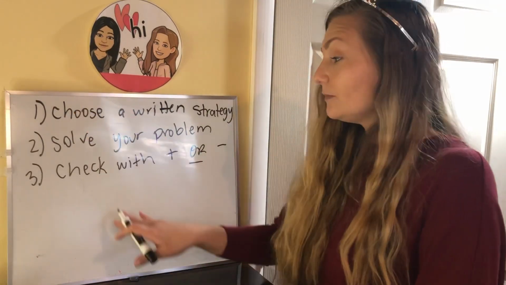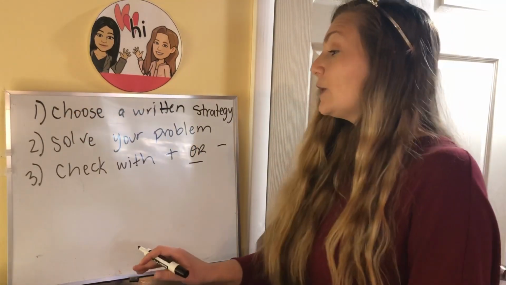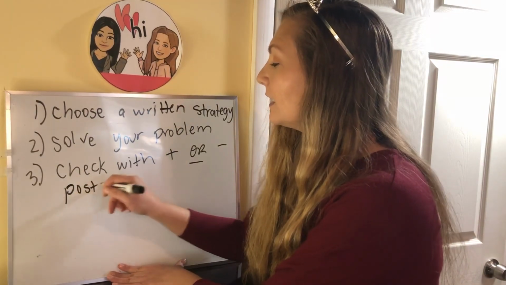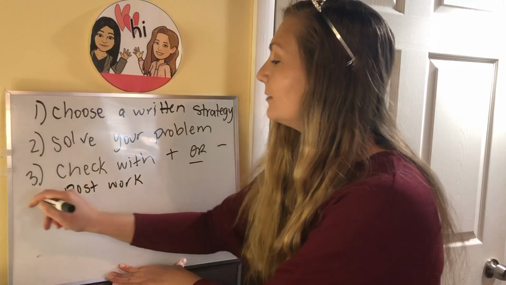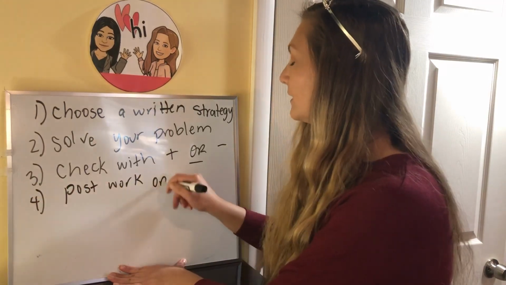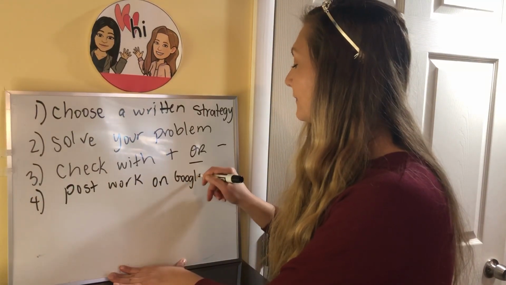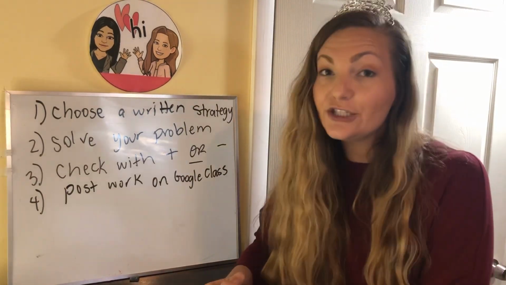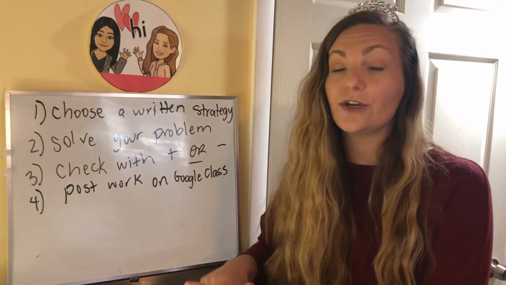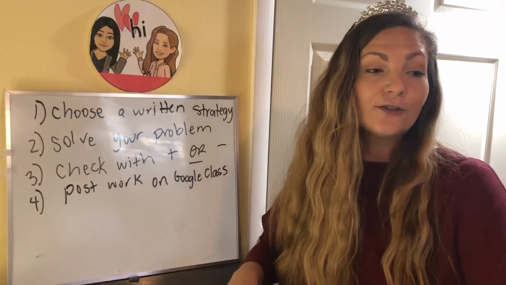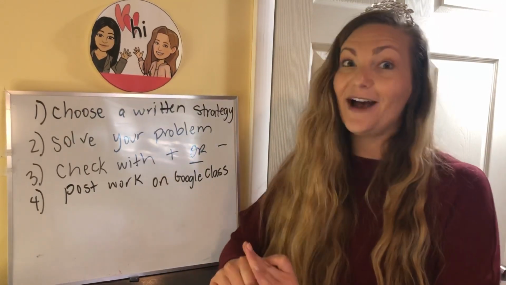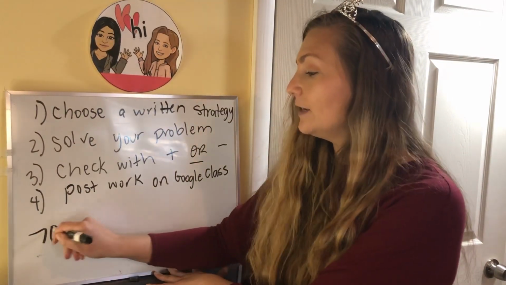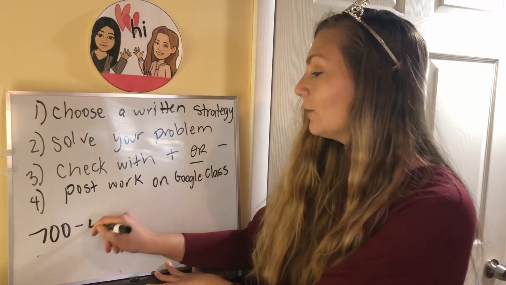After you do all of these different things, you can check in with me and you can post your work on Google Classroom. So that'll be step number 4. Post work on Google Classroom. So I can't wait to see what kind of strategies you're using and how you're checking your work with your addition and subtraction sentences. So I'm going to give you a couple problems to do, and you have to decide how to solve them. So problem here is 700 take away 463.